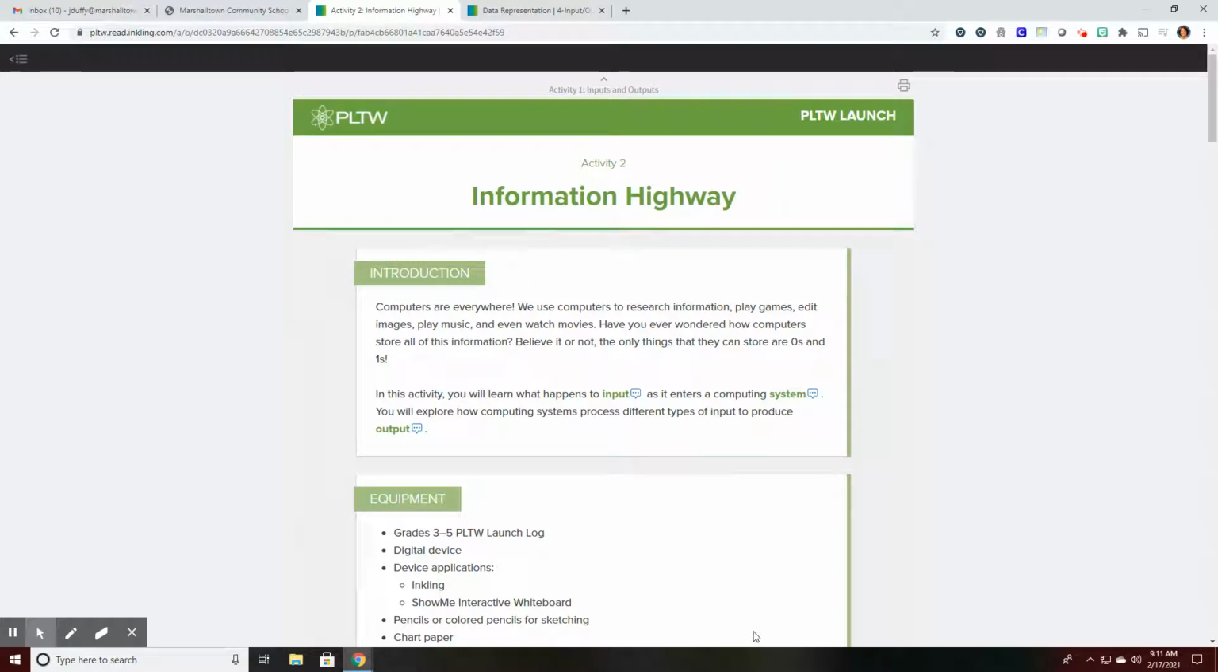Activity 2, Information Highway. Computers are everywhere. We use computers to research information, play games, edit images, play music, and even watch movies. Have you ever wondered how computers store all of this information? Believe it or not, the only things that they can store are zeros and ones. In this activity, you will learn what happens to input as it enters a computing system. You will explore how computing systems process different types of input to produce output.